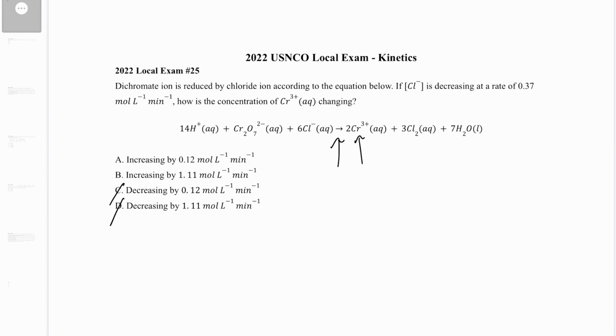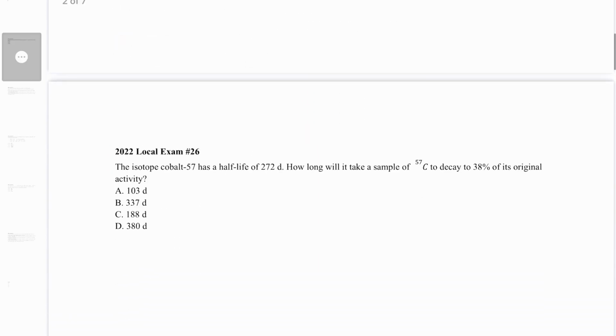And the other bit of information we're told is that the chloride ion is decreasing at a rate of 0.37 moles per liter per minute. And if you look at the stoichiometric rate coefficient for the chloride ion, it's a 6. But the one for the chromium ion is a 2. So that means the chromium is going to be changing at 1/3 the rate of the chloride ion. So 1/3 of 0.37 moles is about 0.12. So our answer is A. Let's go to question 26.